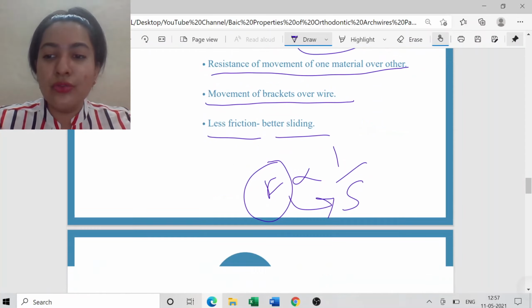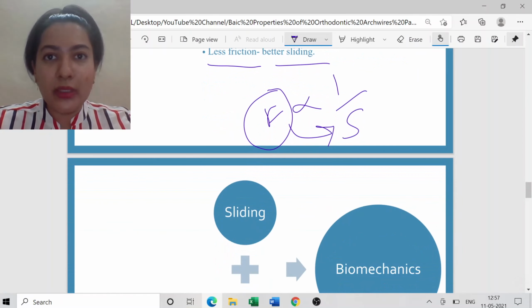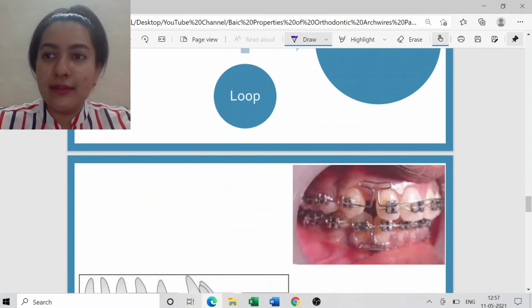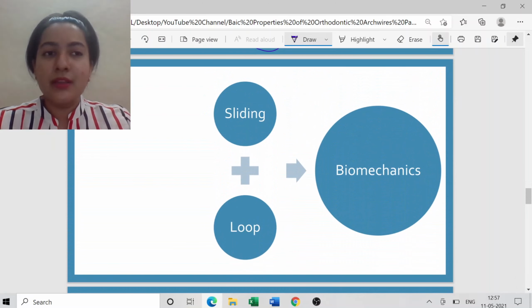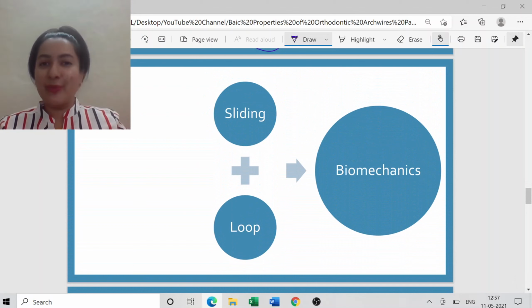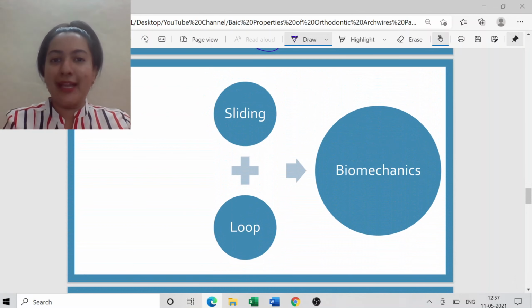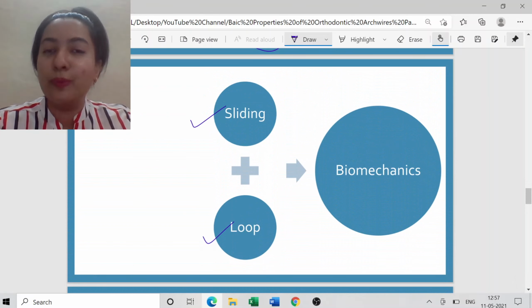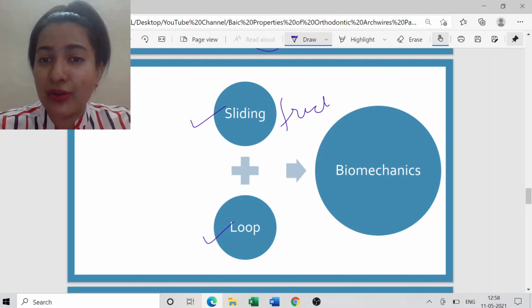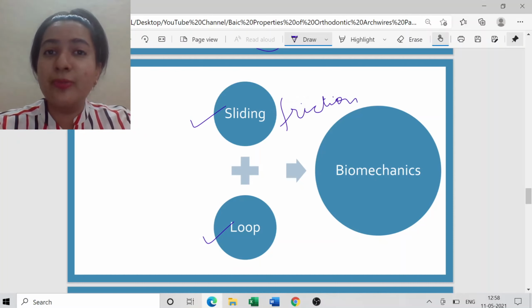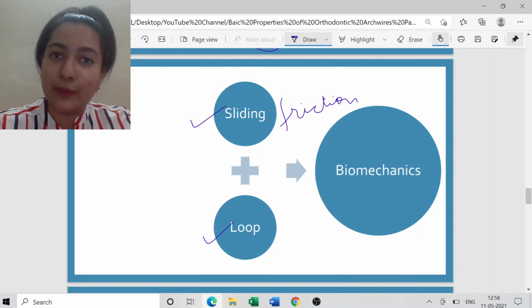Just to make this concept a little clearer, I'll be discussing in brief about biomechanics in orthodontics. Basically, orthodontics is all about biomechanics. There are two kinds of biomechanics. First is sliding and next is loop mechanics. Sliding mechanics is also known as frictional mechanics, because a lot of friction gets generated in this. Tooth movement occurs when it overcomes the friction.